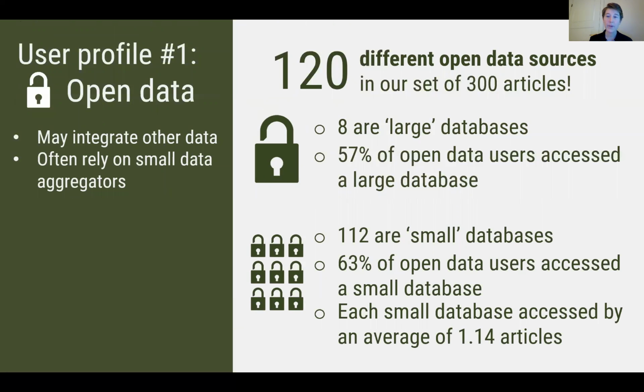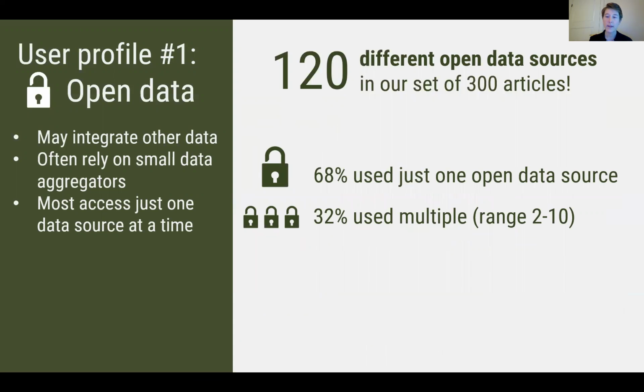The remaining 112 databases were what we considered small. That is, they were more niche in geographic location or in taxonomic scope. 63% of open data users accessed one of these smaller databases. This is an interesting pattern because there's research indicating that small databases are less likely to persist into the future or to keep up with best practices for standardizing data. But we're seeing that they do play a major role in researchers' open data access.